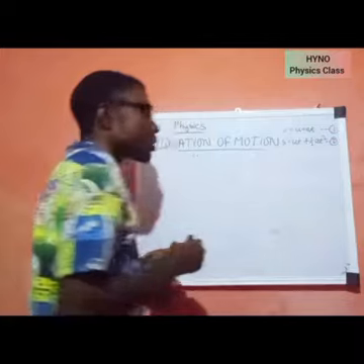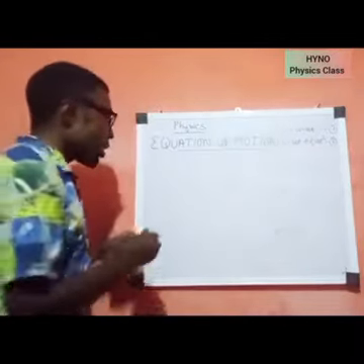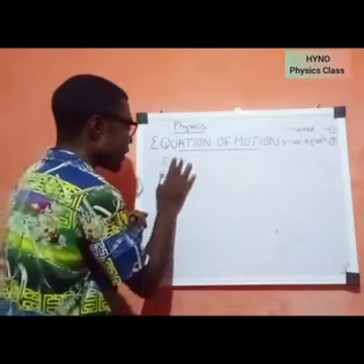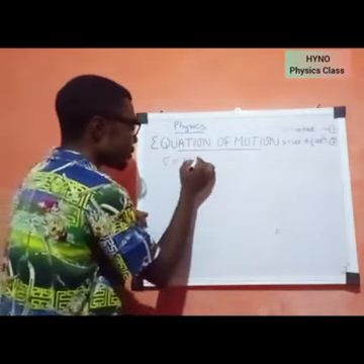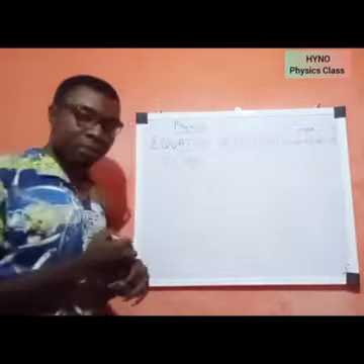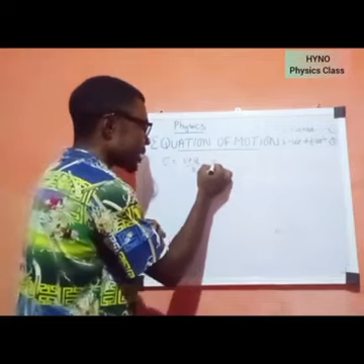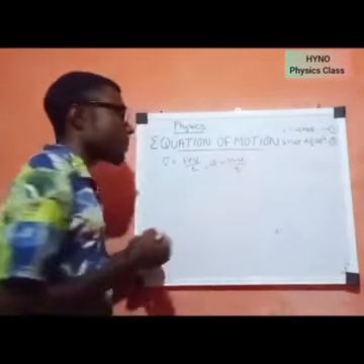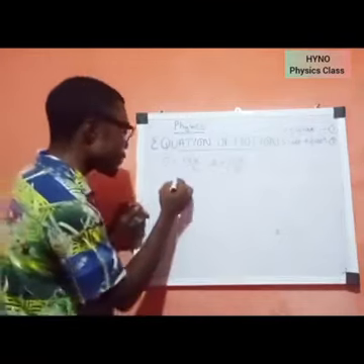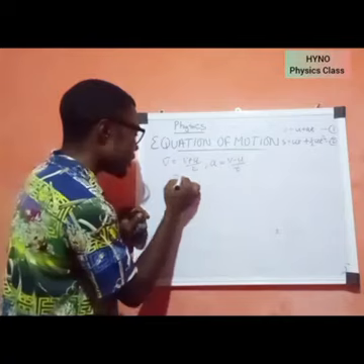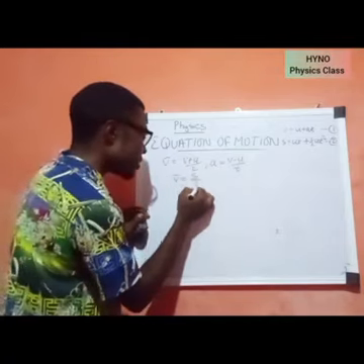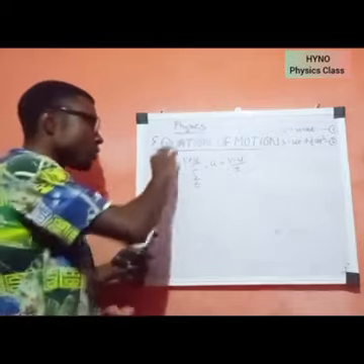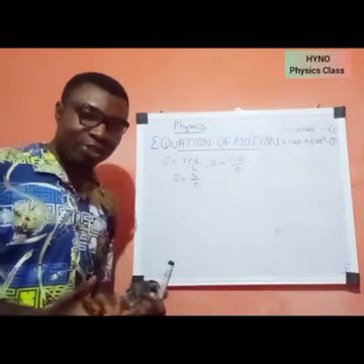Then let's get the third equation. I have already written that average velocity is final velocity plus initial velocity divided by 2. I have also written that acceleration is change in velocity over time. I have also written that average velocity is total displacement over time. So if we use these three, we get the third equation of motion.